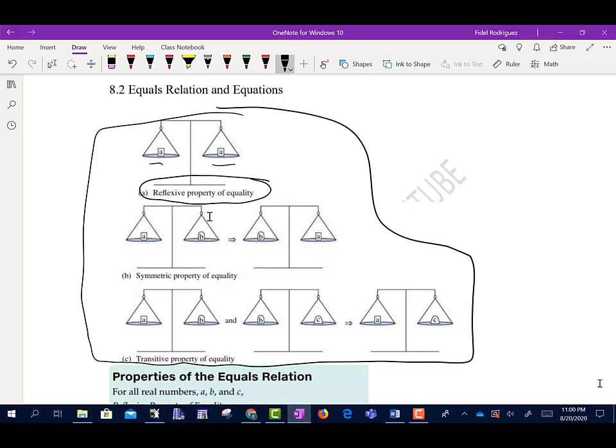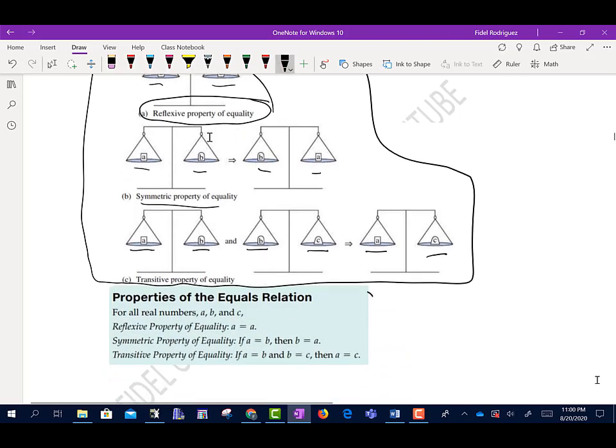Then there's the symmetric property of equality, and it just says if A equals B, then B is equal to A. I'm sorry, the first one was reflexive, and this is the symmetric. And then we have the transitive property of equality, and it says if A equals B, and then if B is equal to C, well then A and C are also going to be equal to each other.